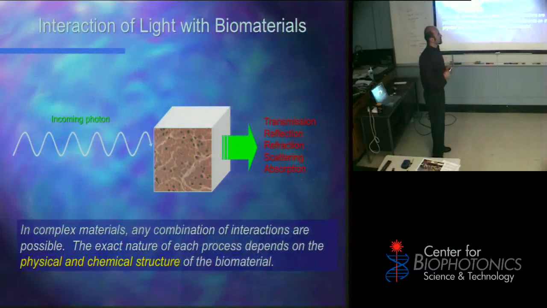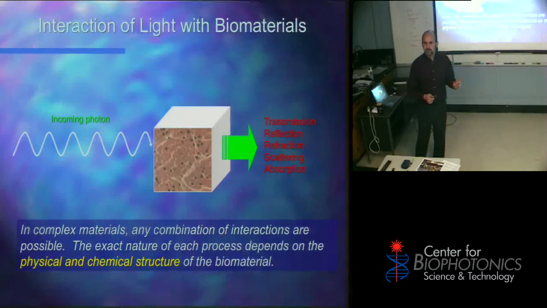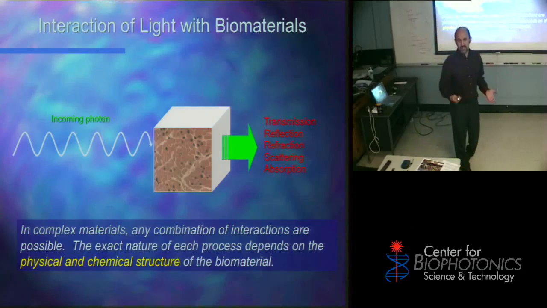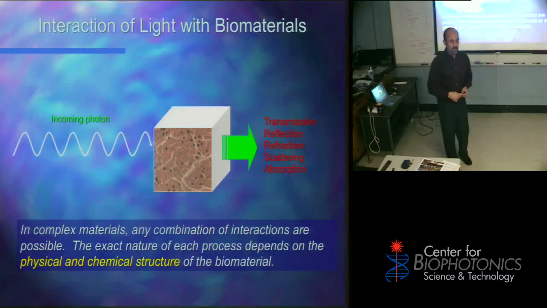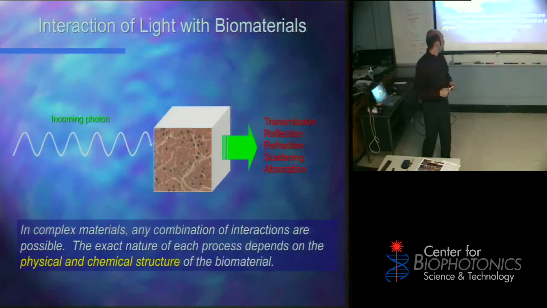Interaction of light with biomaterials. We talked about last time that we can have transmission, which is the light just going through the biomaterial. Reflection. Refraction. What was refraction? The angle changes. Basically, the photons slow down when they get into something of higher density. They just slow down, and depending on the angle at which they're interacting with that surface, they will bend further. Okay? Scattering and absorption. Okay?